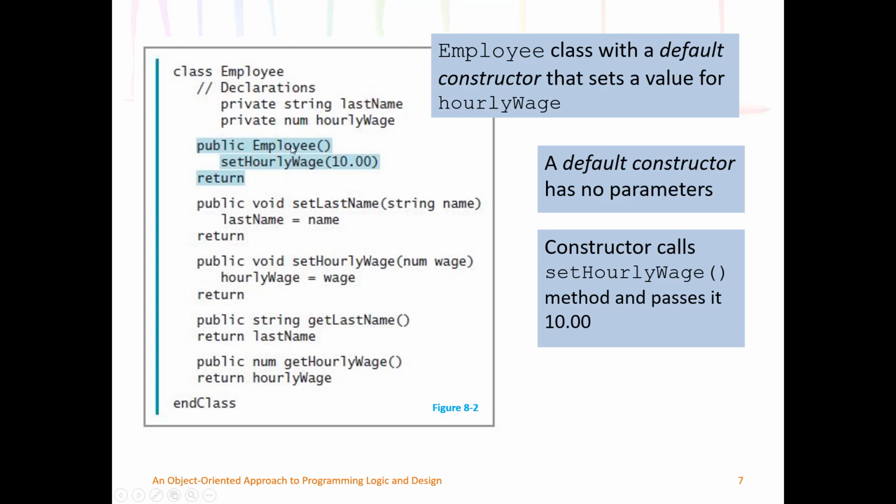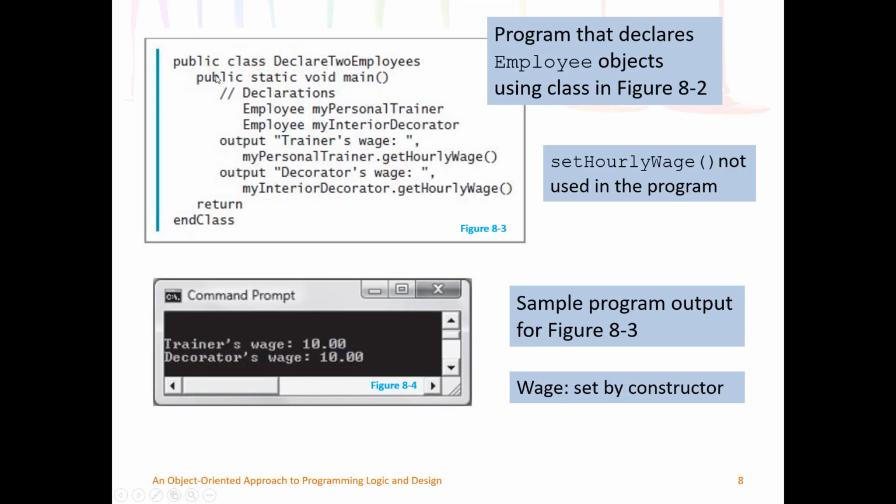Employee, employee, so it has the same name as the class, no return type, and it's always public. In this constructor, the person said, set hourly wage to 10. And then just return. So however you use this constructor, the hourly wage is always going to be set to 10. So it's going to come down here. Here we go. Set hourly wage. 10 is going to be in there. And it's just going to set it to 10. So here we go.